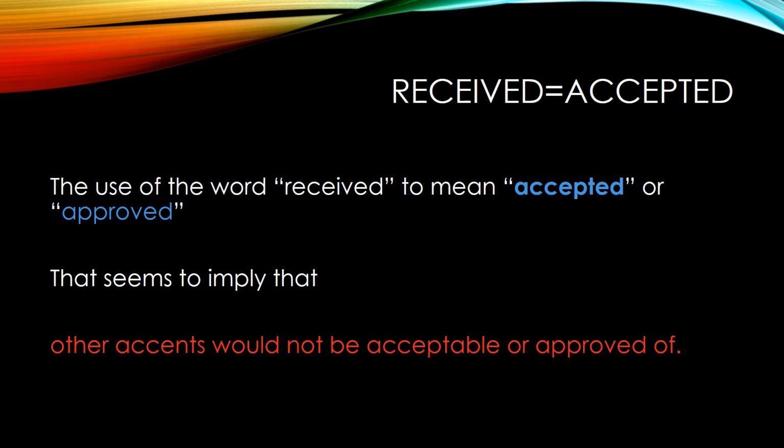The use of the word received is to mean acceptable or approved. It seems to imply that other accents would not be acceptable or approved of. That is the point of contradiction. When we use received for one accent, it means that we are neglecting others.